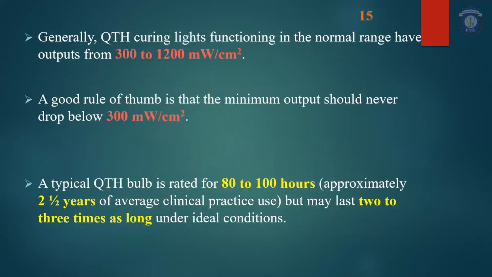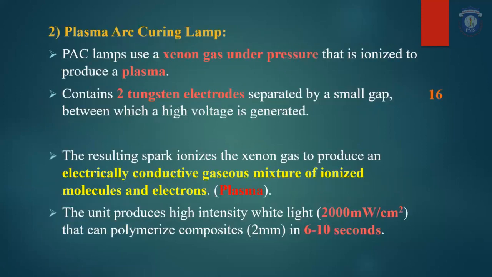Generally, QTH curing lights function in the range of 300 to 1200 milliwatt per centimeter square. A typical QTH bulb is rated for functioning 80 to 100 hours, which comes to approximately 2.5 years of average clinical practice. Under ideal conditions, they may last up to 2 to 3 times longer than the mentioned time. So that is why the QTH lamp is no longer used, because of its various drawbacks we have discussed just now.